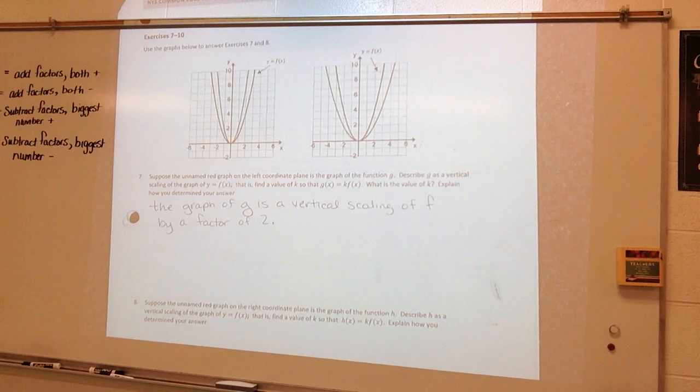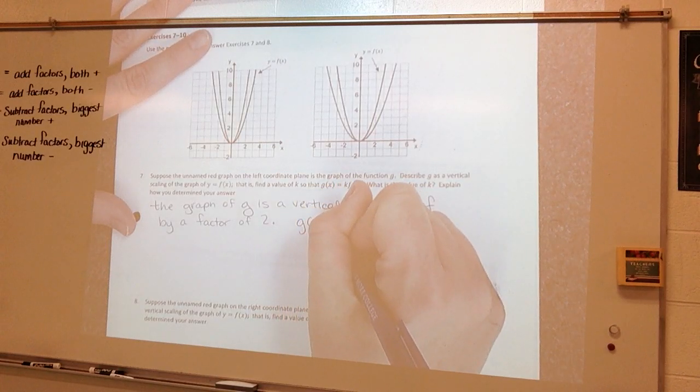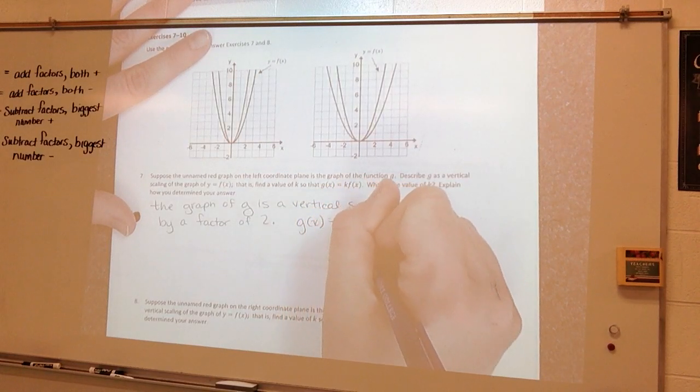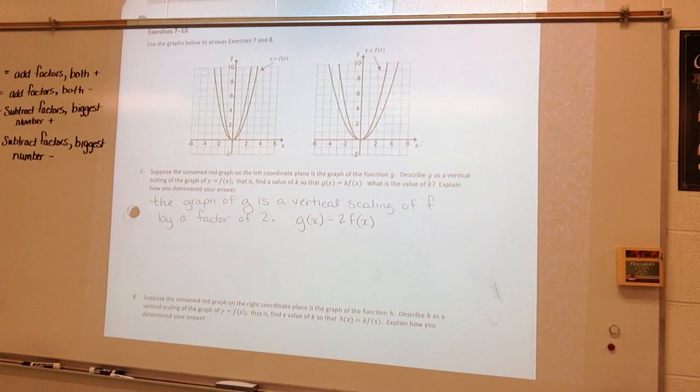Okay? So therefore, g of x is going to be equal to 2 times f of x. Alright? By comparing the points on the graph of f to the points on the graph of g, you can see that the y values of g are all twice the y values of f.